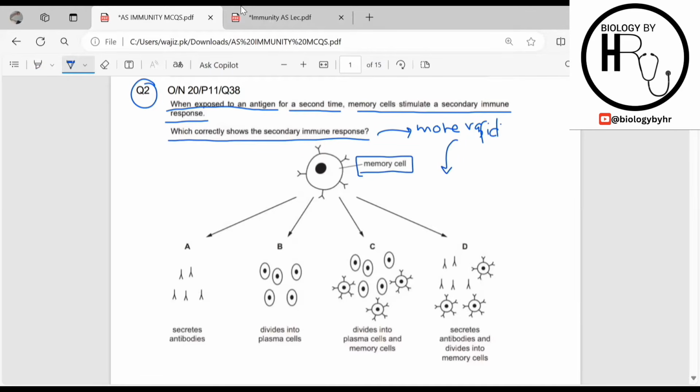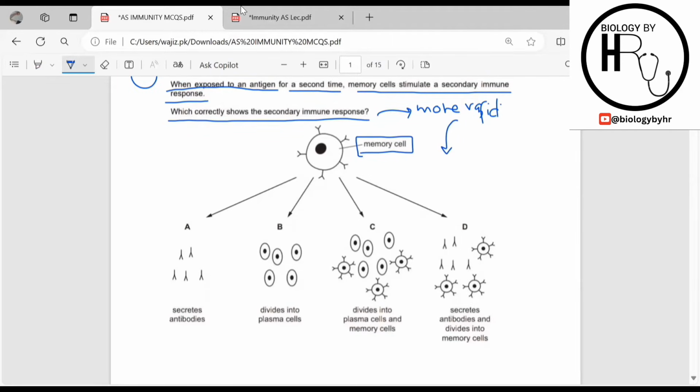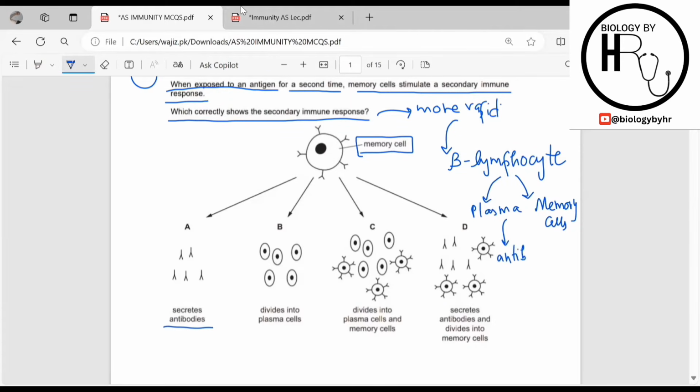So we know that if antibodies are being secreted, this is the memory cell for a B lymphocyte. And we know that during the primary immune response, the B lymphocyte splits into plasma cells as well as memory cells. The plasma cells secrete the antibodies, and the memory cells are stored in the blood for the future. In case the same antigen attacks in the future, the memory cells can carry out a secondary immune response, like they are telling us in this question.